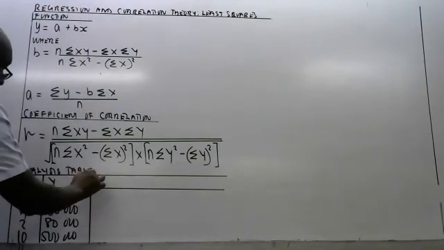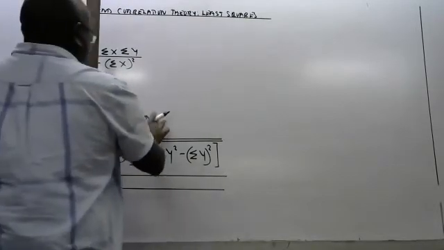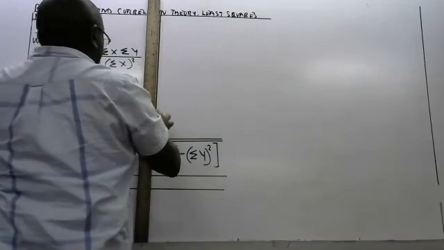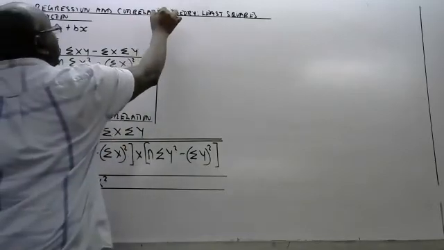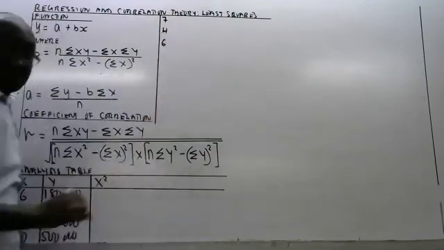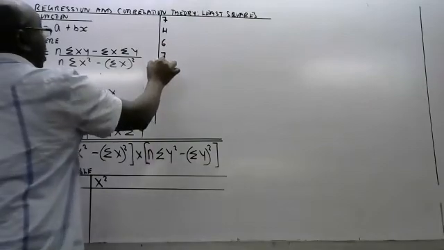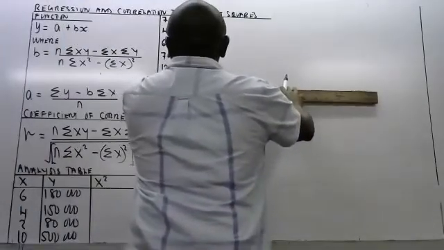Then I will require a column of x squared. X squared, I told you, you square. Obviously, this one is proceeding. Let me continue here with my table for the interest of my space. After 10, I have 7, 4, 6. 7, 12, 8. So I will have my totals here.